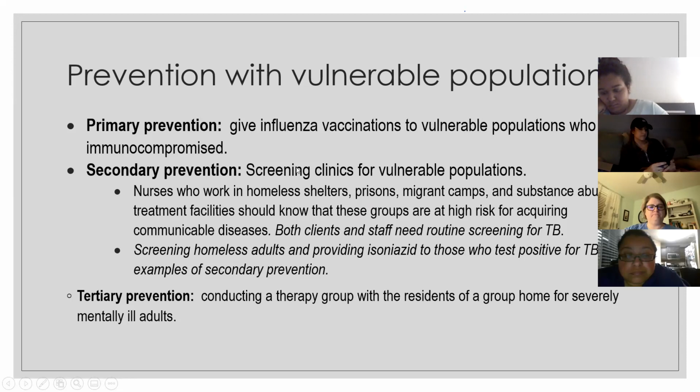So think about secondary, we're going to be screening clinics. So for example, if you're a nurse and you're in that homeless shelter, you have a high risk of TB. We see that the biggest place we see this is prisons. So what are we going to do? We're going to screen for TB.